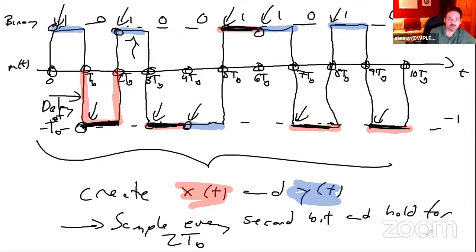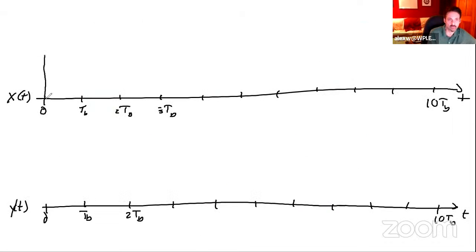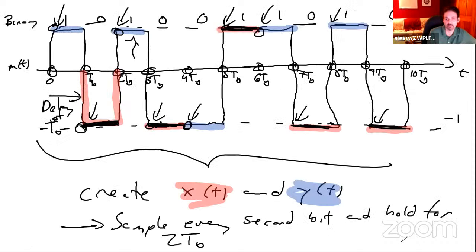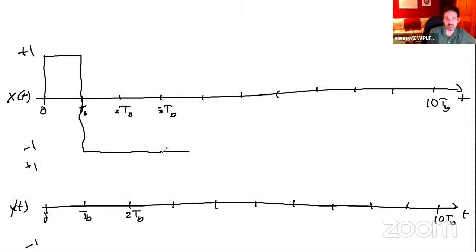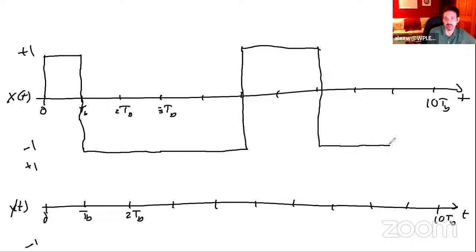So it's going to look like this: +1, -1, +1, -1. Hold for 2 T_B seconds. What's the next one? It's -1, so hold for another 2 T_B seconds. Next one, +1, hold for 2 T_B. Then -1 again for 2 T_B seconds, and then another 2 T_B seconds.